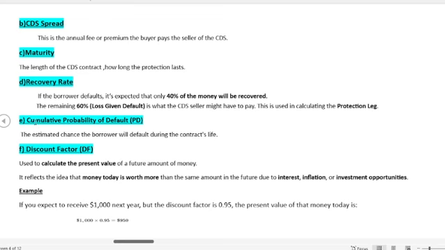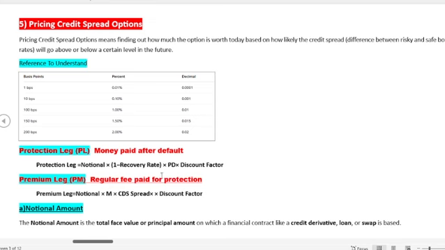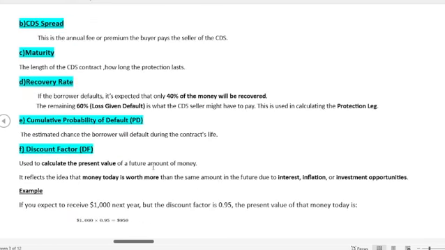Now talking about the cumulative probability of default, which is PD. What is that? The estimated chance the borrower will default during the contract life. How much chance is there that the borrower is going to default during his contract, like 10%, 5%, 20%? That is PD.